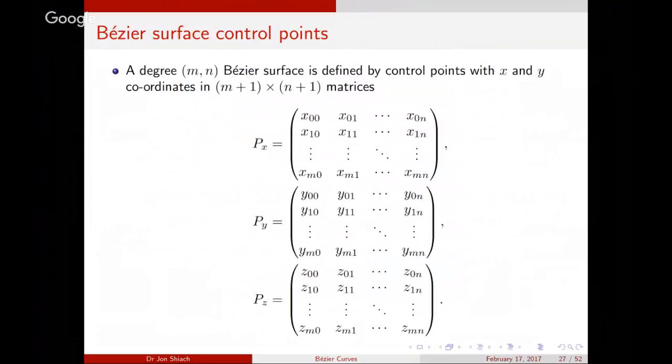Because we're in 3D, we've got a matrix. So imagine looking down on this. For example, if we had a 4x4 matrix, we'd have 16 control points. Okay, so those are our control points. So we have a matrix each for your x coordinates, y coordinates, and z coordinates.